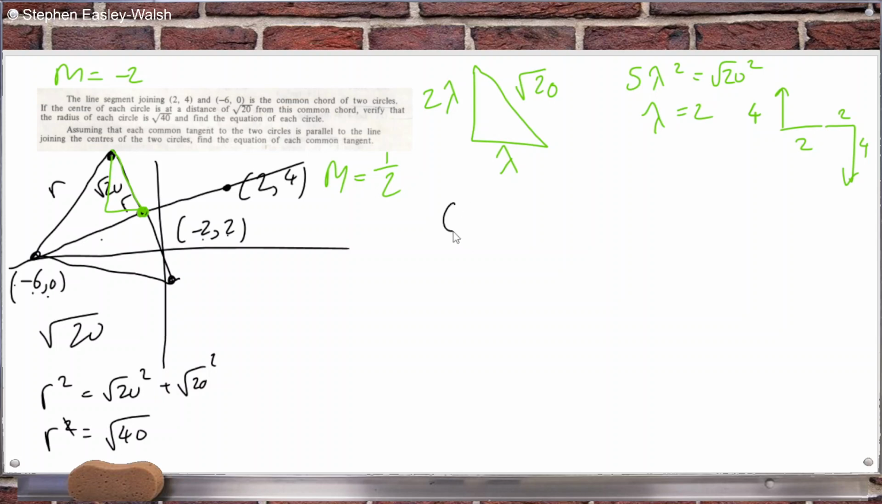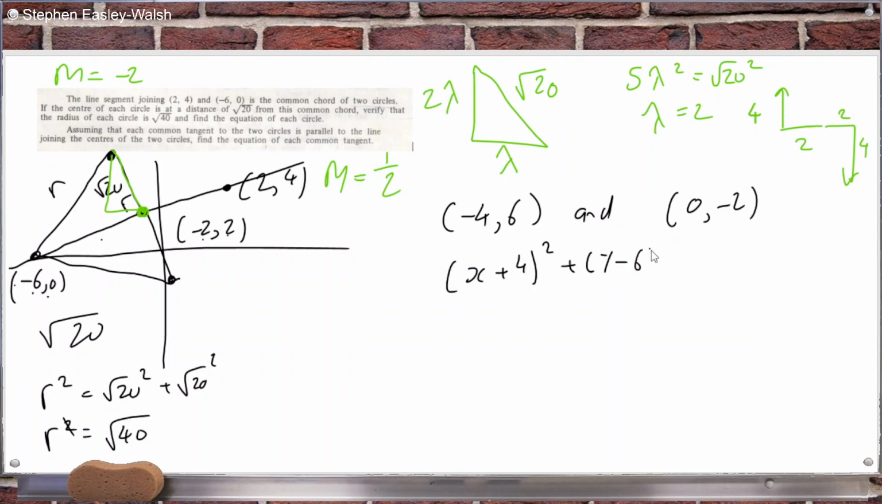So the upper one, subtract 2 and add 4. And the other one here, add 2 and subtract 4. So the circle would be x plus 4 squared plus y minus 6 squared equals 40. And x squared plus y plus 2 squared equals 40.